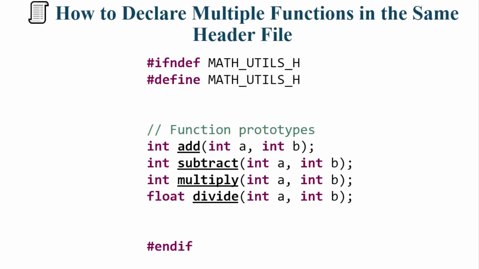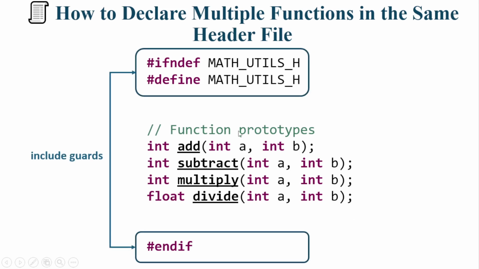How to declare multiple functions in the same header file? You just list all function prototypes one after another inside the include guards. Here's an example.